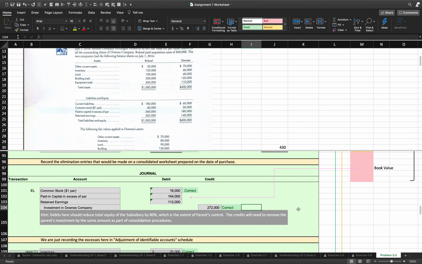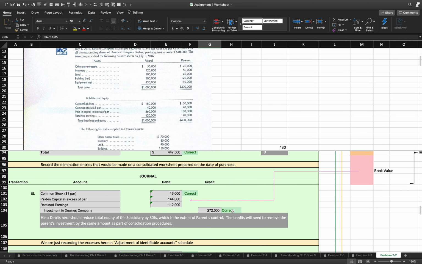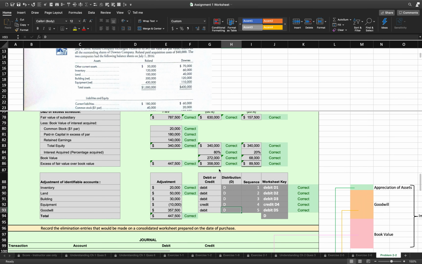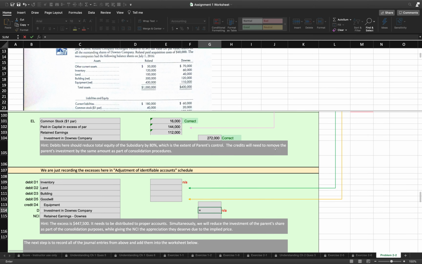All right, the next part of this deals with this excess of 358,000, excuse me, that the parent paid for their share, right? And if you're right now concerned about what happened to the NCI share, you'll see that down below. So right now, I want you to just ignore that, just stay focused on the parent. And we've just dealt with eliminating 272,000 worth of investment. Let's get rid of this other 358,000 next. So we're going to go ahead and work on that 358,000 next, the excess. And right off the bat, I just want you to go ahead and put that in here.